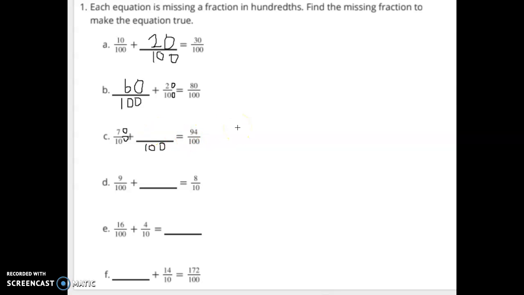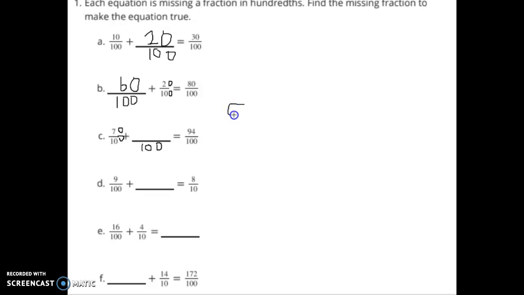Now that one's tricky. So I'm going to do on the side 94, and I'm going to minus 70 because that's how many I know I have. 4 minus 0 is 4. 9 minus 7 is 9, 8, 7, 6, 5, 4, 3, whoops, 2. So we got 24 hundredths.